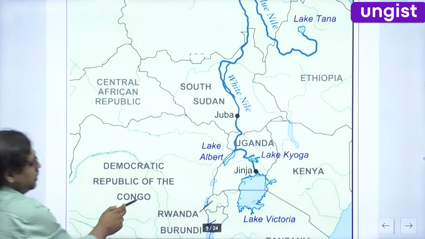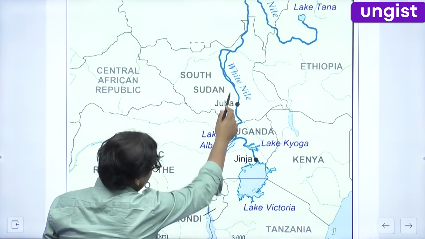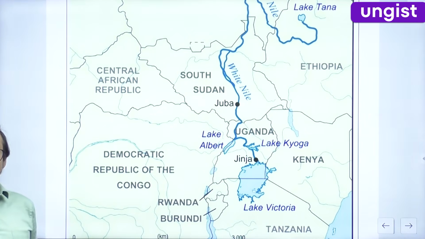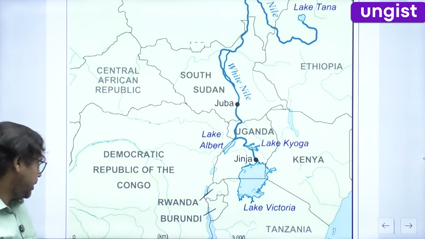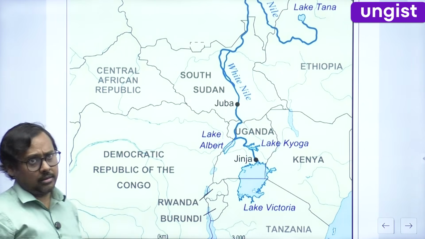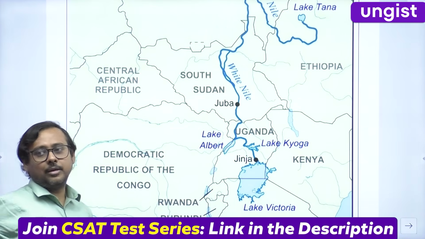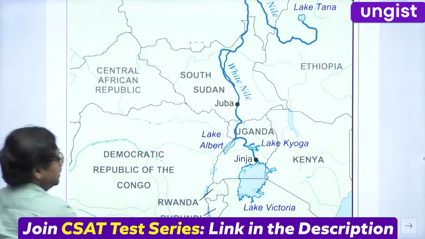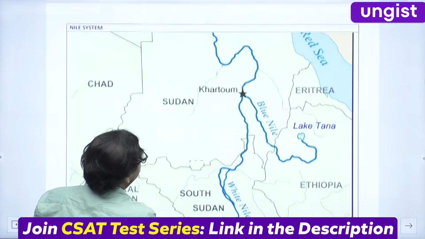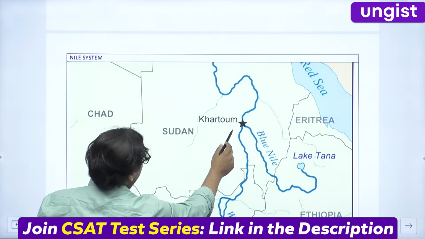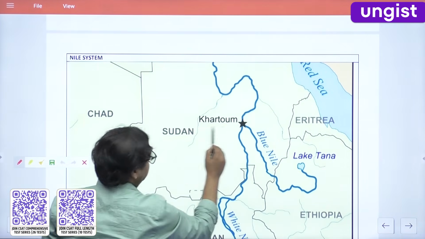Look, this is Lake Victoria. From here, your White Nile starts. Do you remember the journey I showed you? That India map, the 6,000 kilometer journey, right? Because lengthwise, India is around 3,000 kilometers, so it's like going up and coming down. That's the length of the river. It starts from Lake Victoria, it moves, and this is where your Khartoum is. This is in Sudan, right? It's a conflict area.